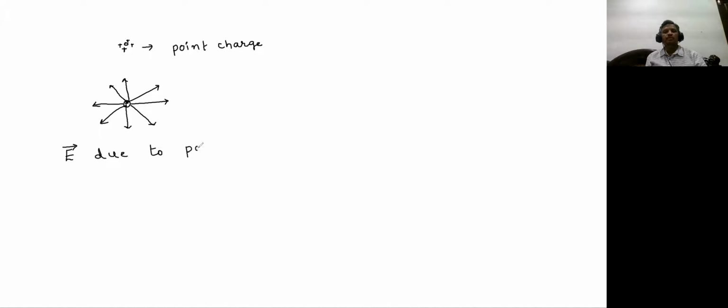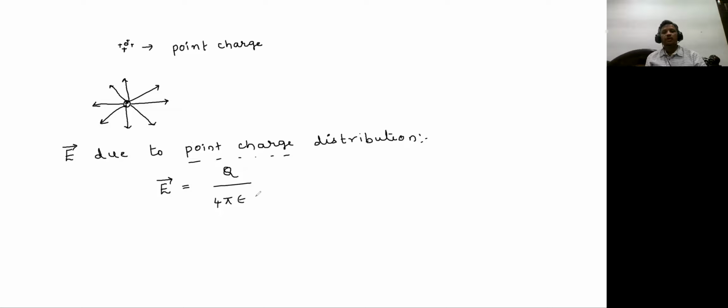E due to point charge distribution. This topic also we have already seen in the definition of electric field intensity itself. In that it's very clear that E will be equal to Q by 4 pi epsilon R square AR vector volt per meter, where Q is the point charge which we are talking about. This is the expression which we already have got in the definition of electric field intensity itself.